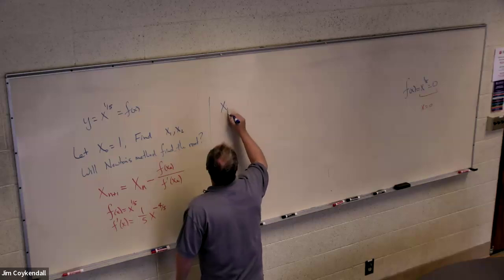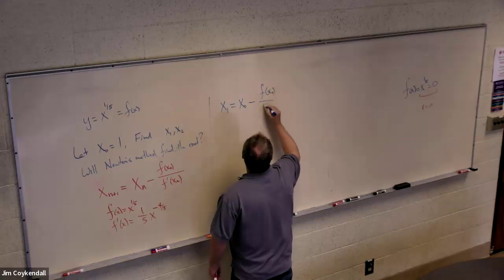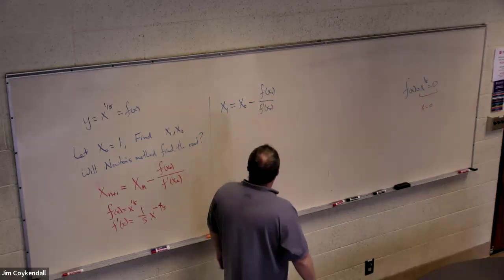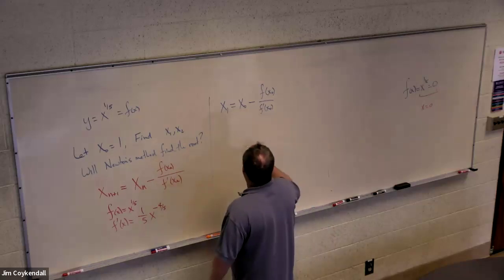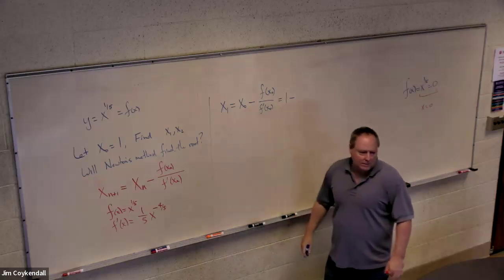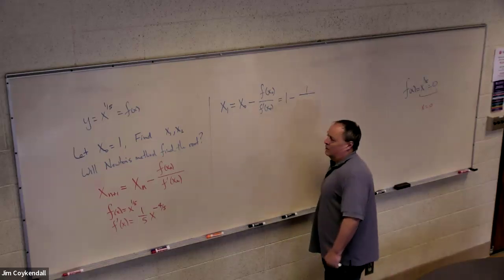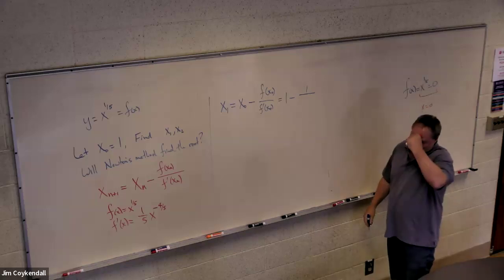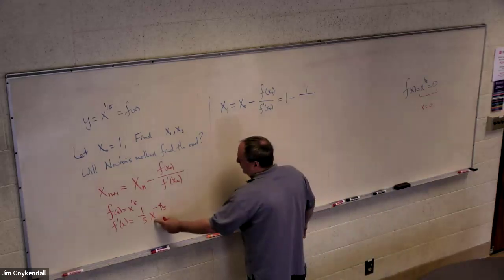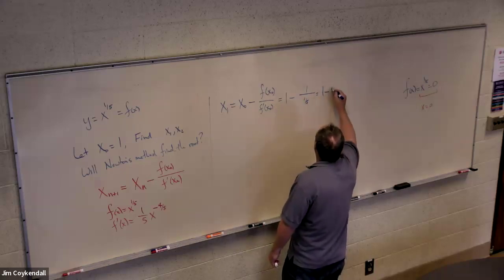X1. X0 is 1. So this is 1 minus, what's f of 1? What's f prime? 1/5 of 1 to the negative 4 fifths. This is 1. So a fifth. This should be 1 minus 5, negative 4.